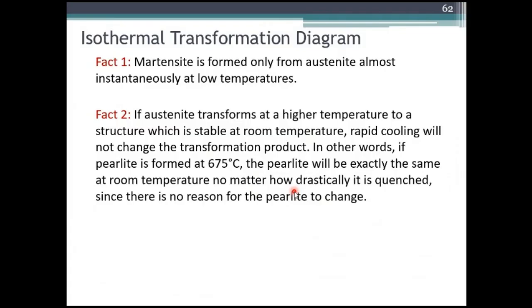Here the martensite is formed from the austenite. As you already know, martensite is formed from the austenite in a very instantaneous form and at very low temperature. Okay, and at very low temperature.